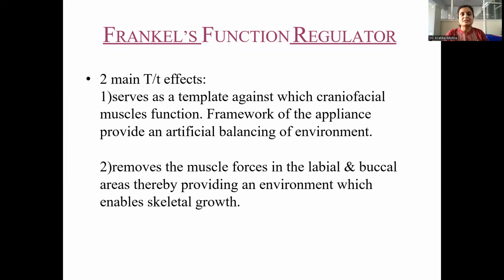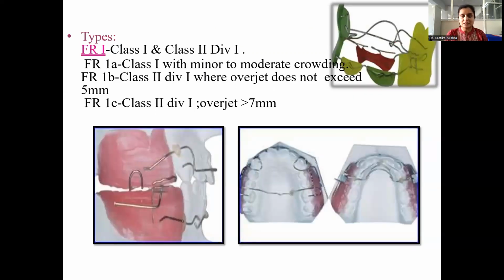Moving further to the next appliance, that is Frankel's functional regulator. There are two main treatment effects: it serves as a template against which craniofacial muscle functions, a framework of appliance provided, and artificial balancing of environment. It removes the muscle forces in the labial and buccal areas, thereby providing an environment which enables skeletal growth. The types are FR1, which is used in class 1, class 2 div 1; FR1A, which is used in minor or moderate crowding; 1B is used in class 2 div 1 where overjet does not exceed 5 mm. FR1C is used in class 2 div 1 with overjet exceeding 7 mm.